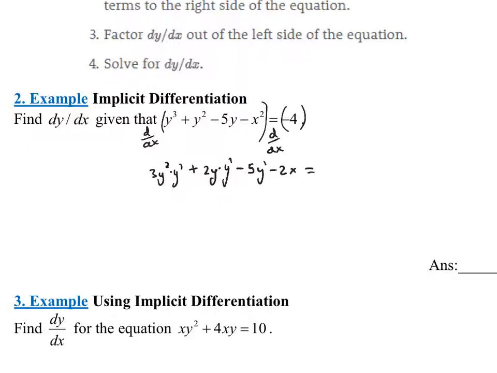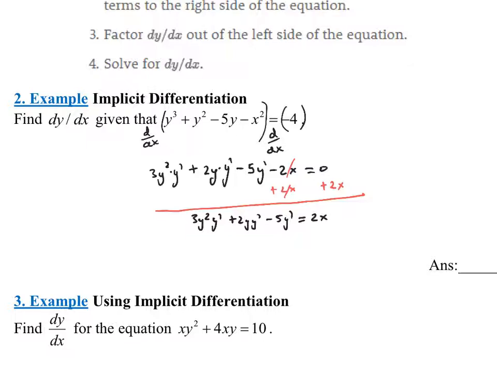And then on the right-hand side, we'd have the derivative of negative 4. Derivative of a constant is 0. So what do we want to do? We want to isolate y prime. So everything with a y prime stays on the left. Everything else goes on the right. So I'm going to add 2x to each side. That's going to leave me with 3y squared y prime plus 2y y prime minus 5y prime equals 2x.